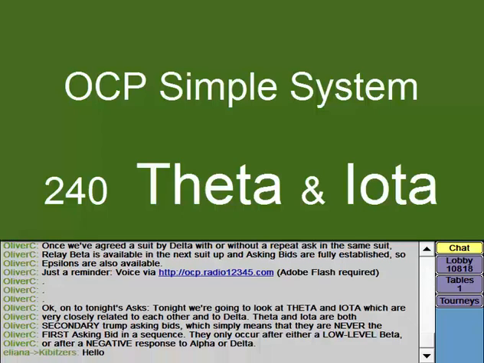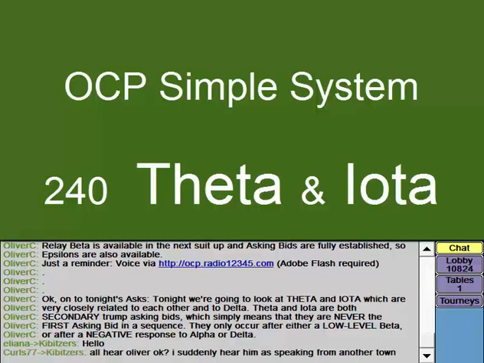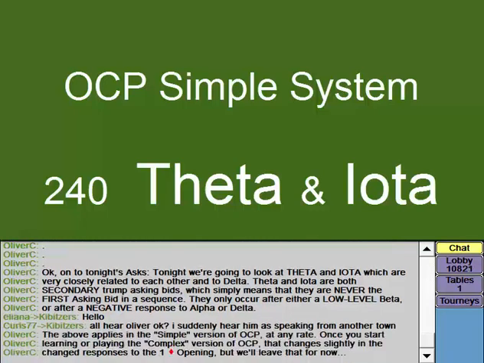Theta and iota are what we call secondary trump asking bids, and all that means is that they are never used to kick off an asking bid sequence. There is always another asking bid first before you use theta or iota. Normally that would be either alpha or beta, but it can also be delta. Okay, so that's in the simple system.